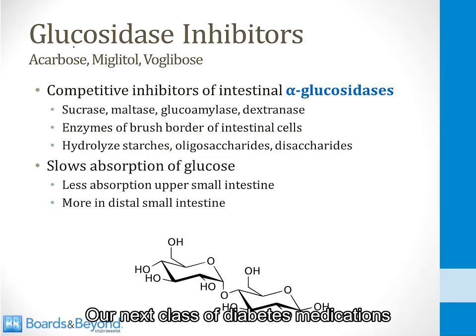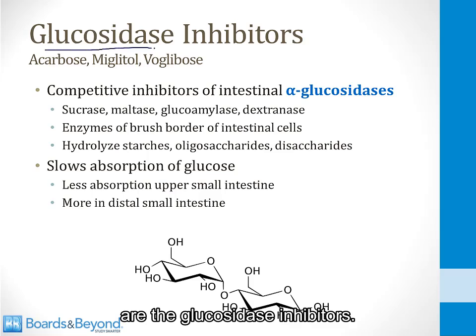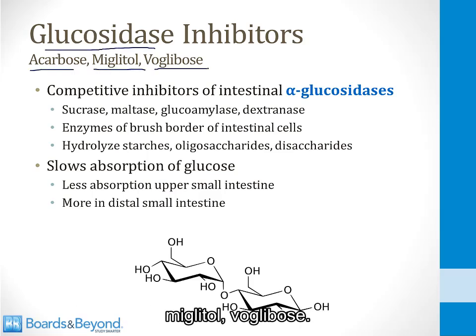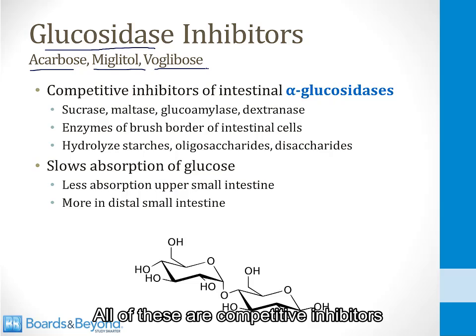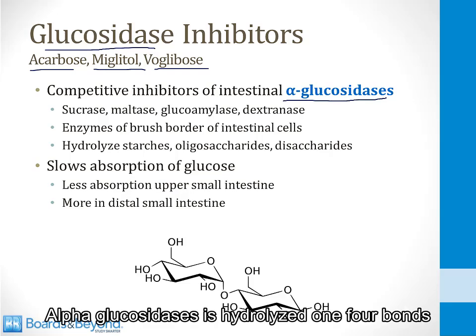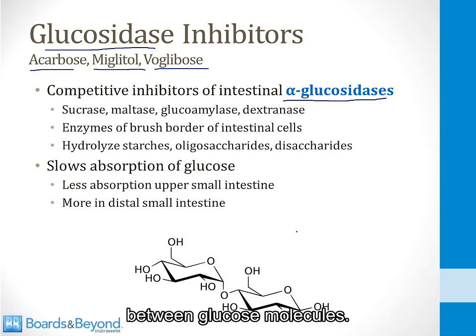Our next class of diabetes medications are the glucosidase inhibitors. There are 3 drugs in this class: acarbose, miglitol, and voglibose. All of these are competitive inhibitors of enzymes found in the intestine called alpha-glucosidases. Alpha-glucosidases hydrolyze 1,4 bonds between glucose molecules.